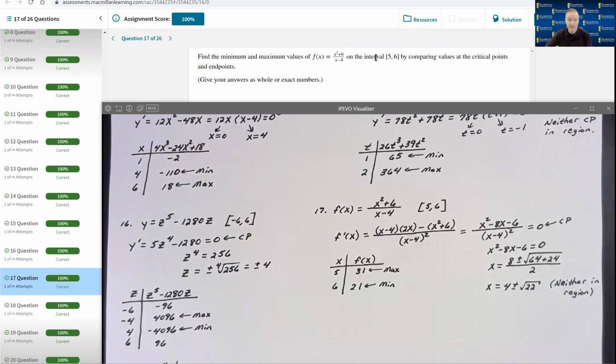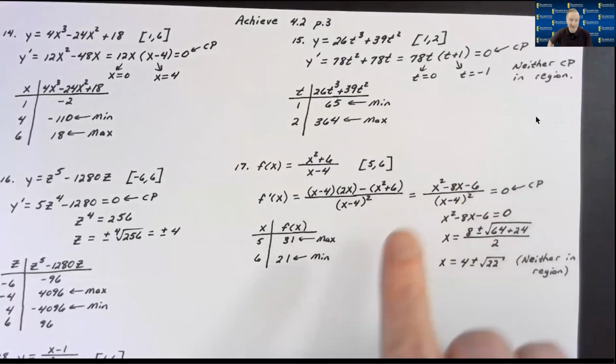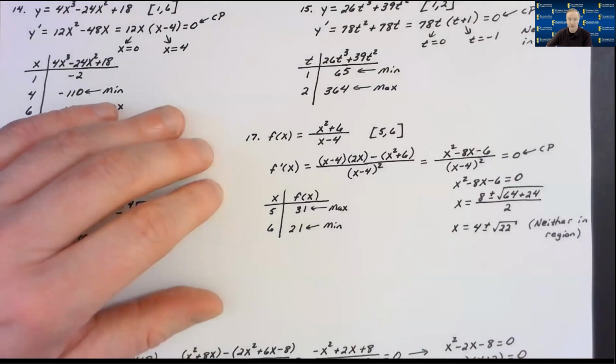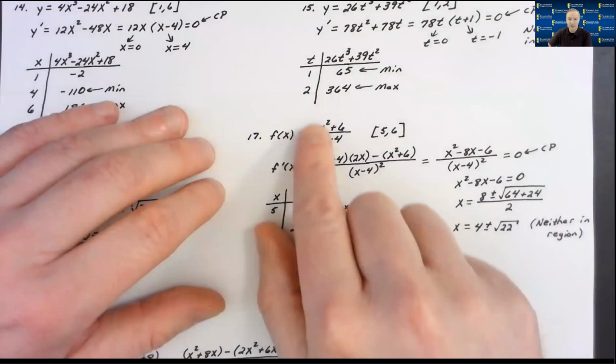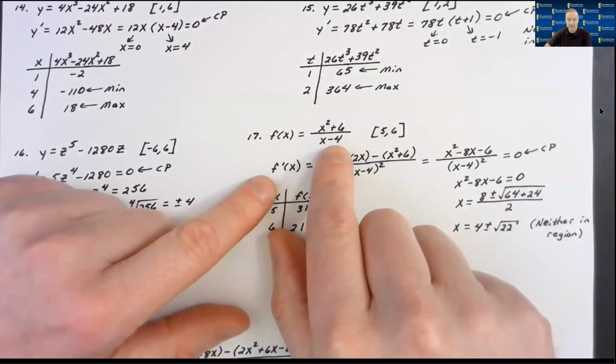We're supposed to find the maximum and minimum values on that interval by finding the critical points and evaluating any critical points between 5 and 6 along with the endpoints 5 and 6. Well, there really wasn't much to this problem for the main reason that, similar to number 15 before, neither of the critical points of this function were within our region. So notice I took my rational function that they gave me, (x squared plus 6) over (x minus 4).